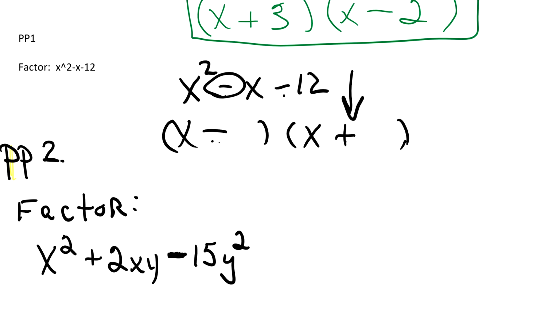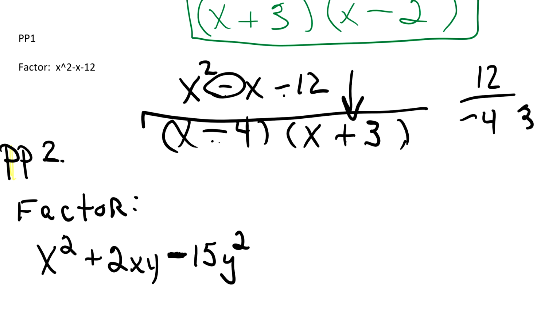Now I have my two terms left again. This is negative x, so that means it's negative 1x. My factors are of 12, and so I need two numbers that will give negative 1. That would be negative 4 and positive 3. So the 4 goes here, and the 3 will go here. So I have x minus 4 times x plus 3, and this is my answer for practice problem 1.